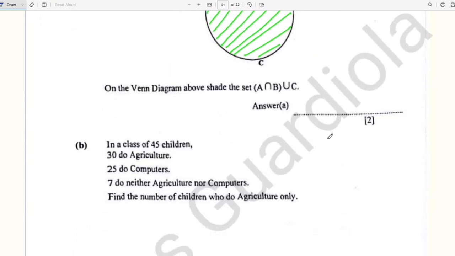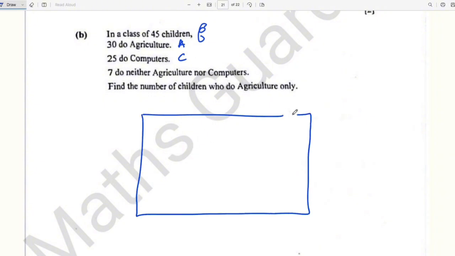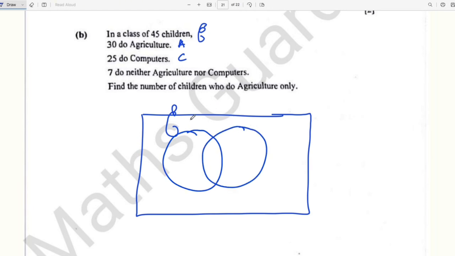Then we move on to part B. In a class of 45 children, 30 do agriculture, 25 do computers, 7 do neither agriculture nor computers, meaning that they are the complement of A and C. Find the number of children who do agriculture only. The best way is to draw a Venn diagram. So here's the universal set. It has subsets A for agriculture and C for computers. So A there and C here.